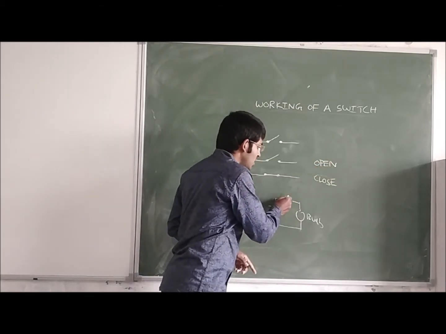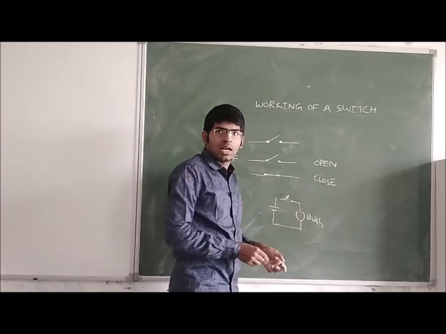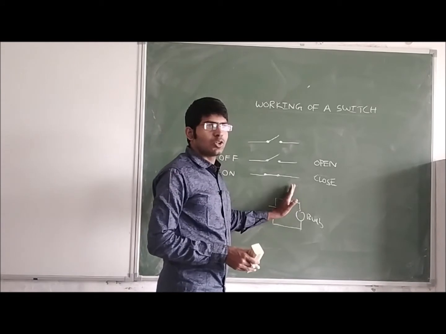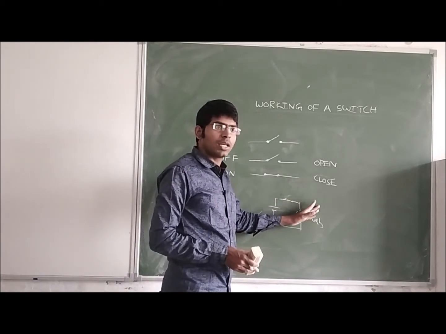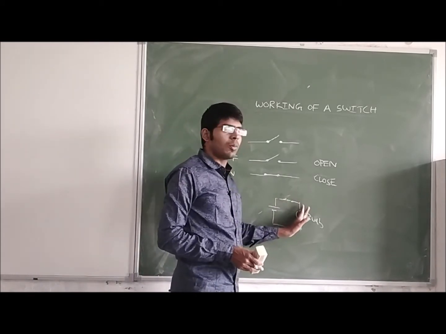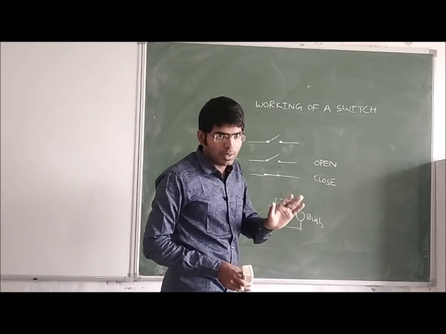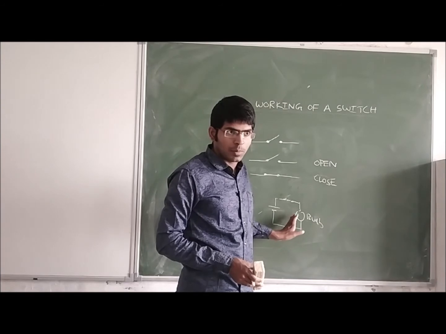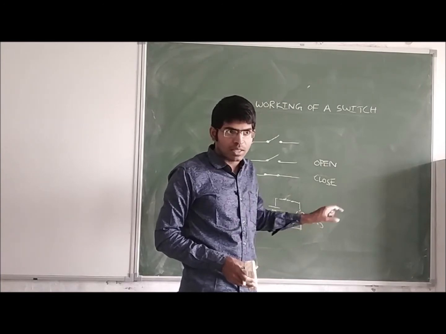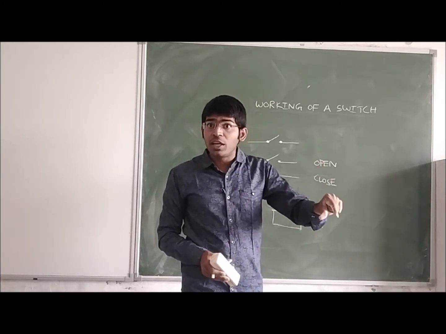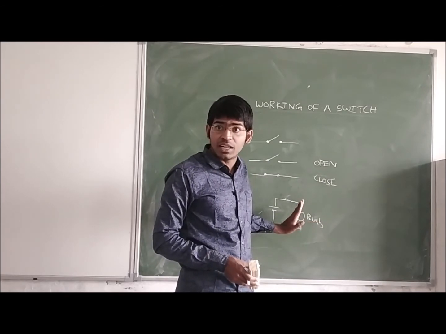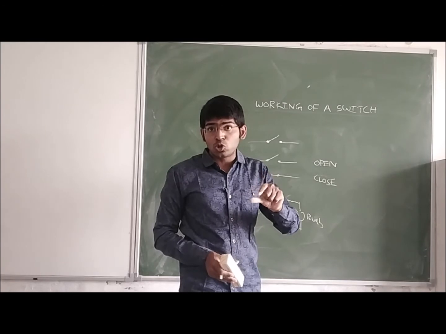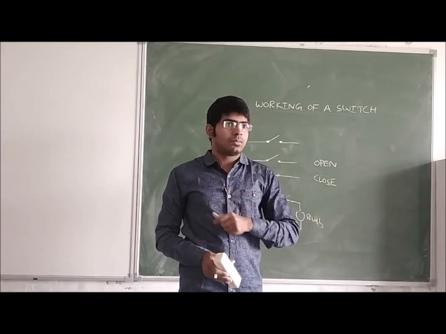Now this switch is in open condition and the bulb does not glow. When I move the arm in such a way as to connect these two points, then automatically the supply goes from the battery to the bulb and the bulb glows. The bulb is definitely glowing only because of the battery. The bulb is not glowing because of the switch. But this switch is controlling the supply we are sending from the battery to the bulb. This is used to control the supply.